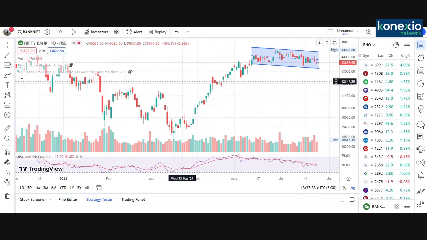So as of now, the view is to trade in small ranges on both sides, trade with strict stop losses. Do not trade with huge quantities in options or in futures in Bank Nifty, because it has been struggling for the last 30 trading sessions. It has not gone anywhere. It has traded in this particular flat line. So it would be very difficult for traders to trade Bank Nifty in the next week also. So just trade with strict stop losses.